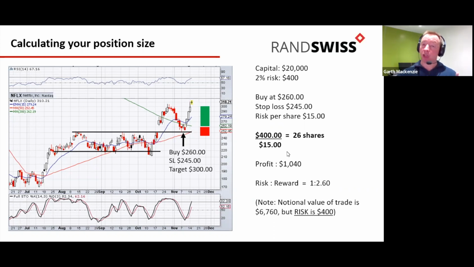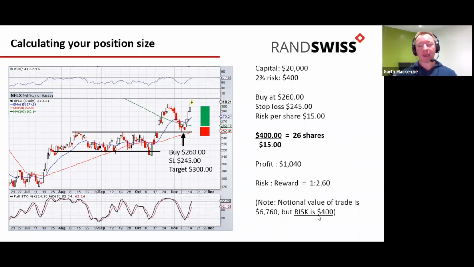With the fact that, knowing you, if you had been wrong, if the share price had continued south, well, then you would have been stopped out and you would have lost only $400. Okay. But as it turned out, this worked out. You made just over $1,000 in this case. So your risk to reward ratio is 1 to 2.6, which is quite a nice risk to reward ratio.